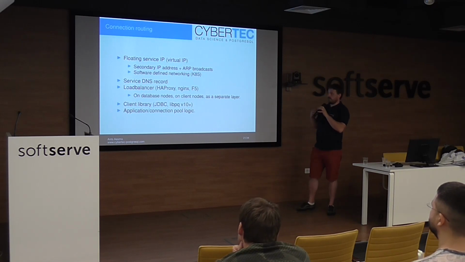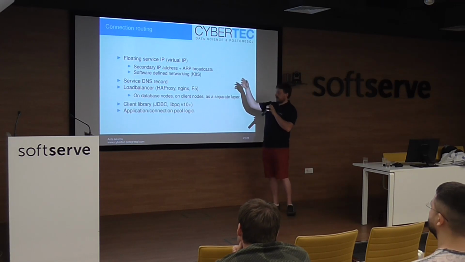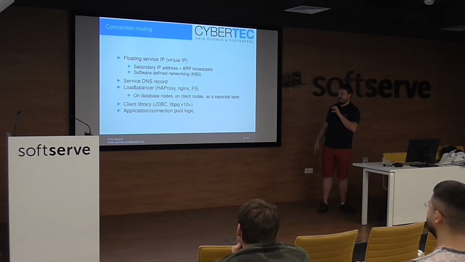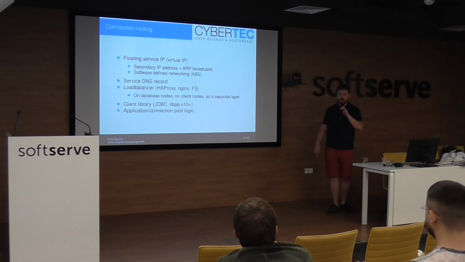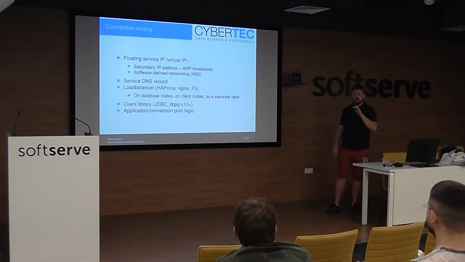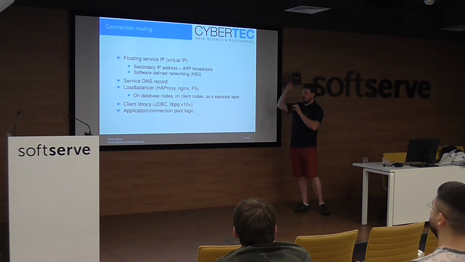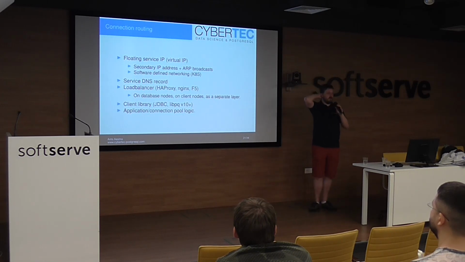But the main thing to consider is that if you do a secondary IP address, which will then do an ARP broadcast for the network, this will mean that your databases have to be in the same subnet. And if you have multiple data centers, then having everything in the same subnet might not be possible, depending on the network vendor. And another way to have a floating service IP is software-defined networking. For example, Kubernetes will have a software-defined networking layer that has some magic with iptables to make sure that on every server, if you connect to the service IP, it gets routed to the node that is currently master.